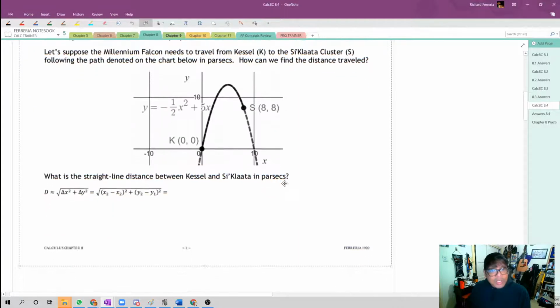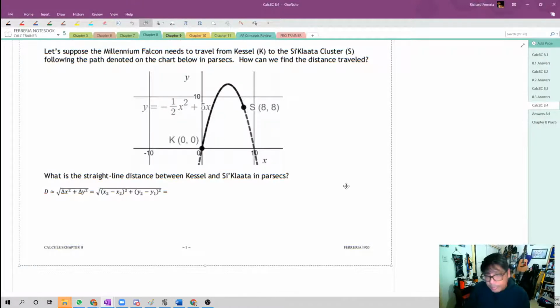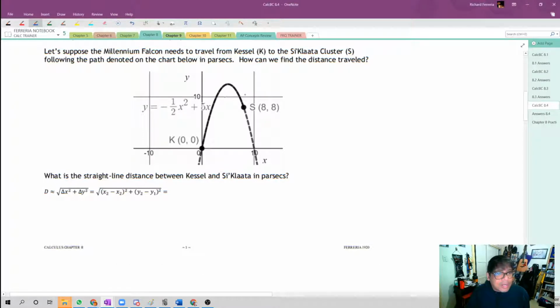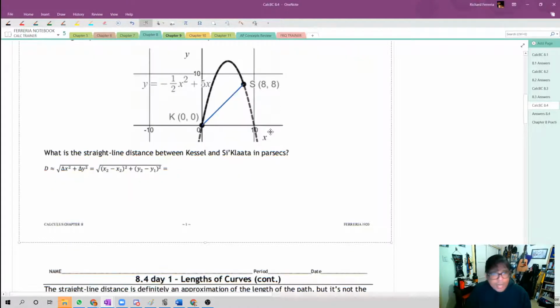So we're going to start by estimating how long this arc is by just using the distance formula. The distance formula gives us the straight line distance between any 2 points. Anyone in Algebra 1 will tell you that that's just going to be from the Pythagorean theorem, and it's a difference of x's squared plus a difference of y's squared.